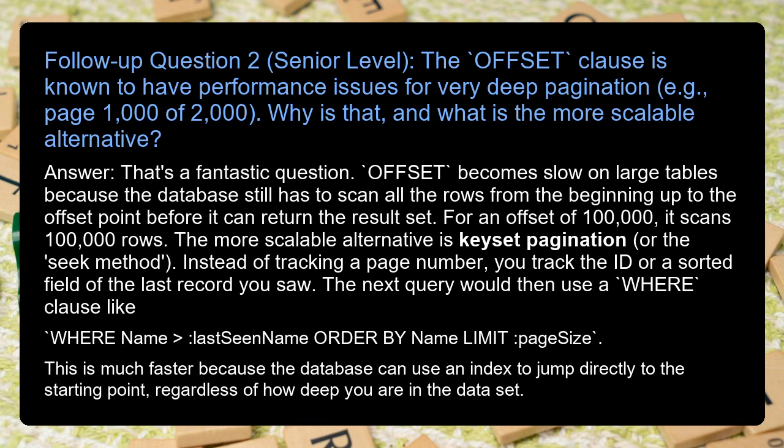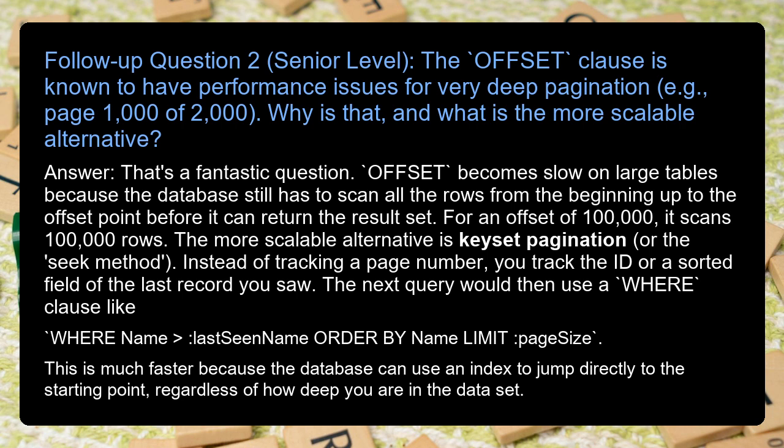Follow-up question 2. Senior level: the offset clause is known to have performance issues for very deep pagination, for example, page 1000 of 2000. Why is that, and what is the more scalable alternative? Answer: that's a fantastic question. Offset becomes slow on large tables because the database still has to scan all the rows from the beginning up to the offset point before it can return the result set. For an offset of 100,000, it scans 100,000 rows.